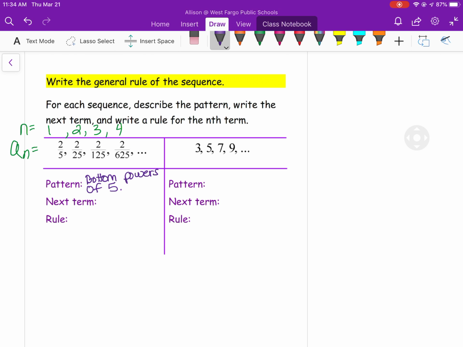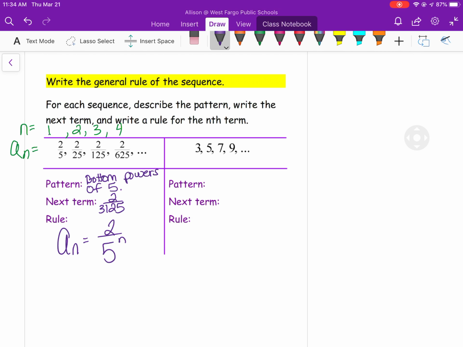And the next term then, I can make a prediction would be 2 over the next power of 5, which would be 5 to the 5th power, which is actually 3,125. So that's my prediction for the next term. Now, writing the rule, we have to look at our n terms. Notice how n equals 1 for the first term and 5 to the first on the bottom. So our rule is going to be, we're going to have 2 on top, and we're going to have 5 to the n power on the bottom.